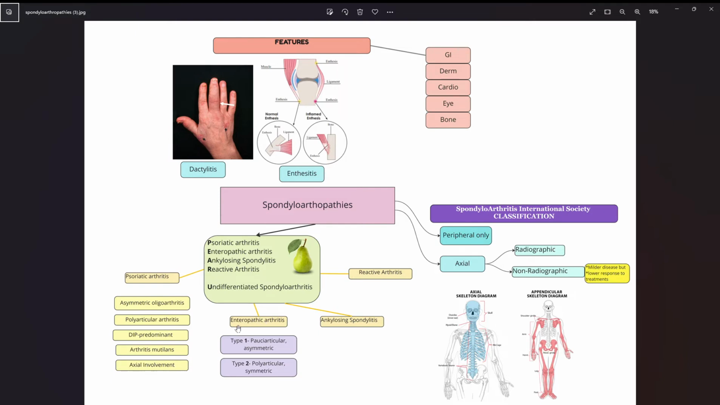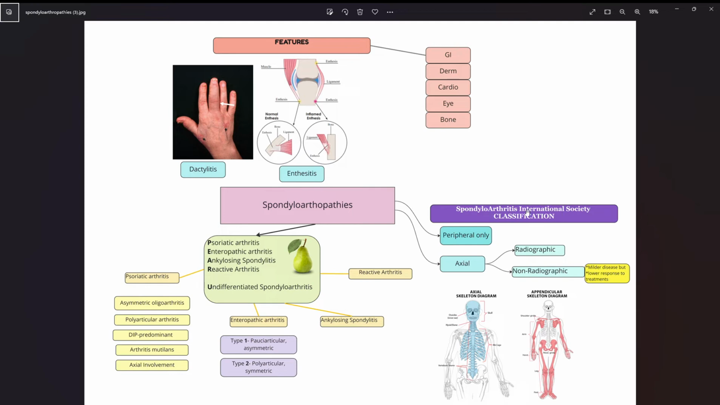And if we look at enteropathic arthritis, also known as IBD-associated arthritis, there are 2 types as well. So this is type 1, polyarticular asymmetric, so less than 5 joints. And then there's type 2, polyarticular, greater than 5 joints, and it's often symmetric. Now the other ones, ankylosing spondylitis and reactive arthritis, can definitely manifest in different ways in different people, but there are no major subtypes.